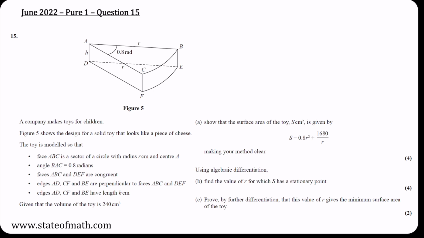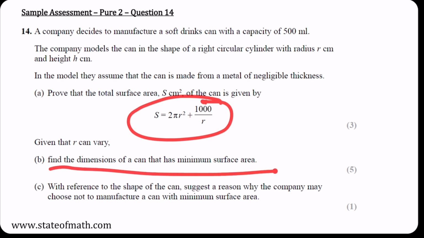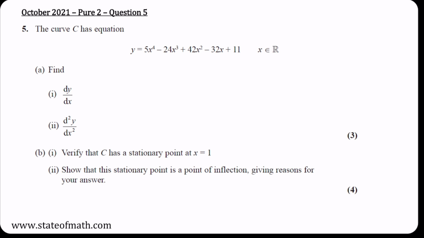So again, you had to obtain an expression for the surface area. You had to prove by further differentiation that this is indeed minimum surface. So these are the type of questions that we would expect to appear in QR2. And also in sample assessment QR2, we had a very similar question. So again, obtaining an expression for the surface area and then finding the minimum surface area and the dimensions that will give this. Moving on to October 2021, points of inflection.